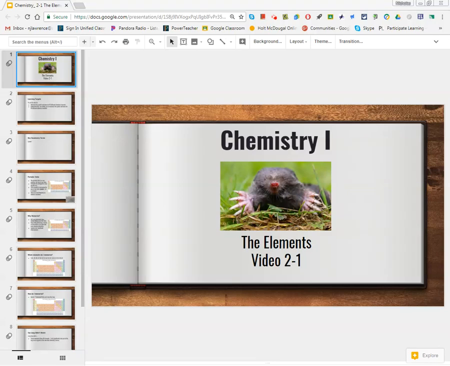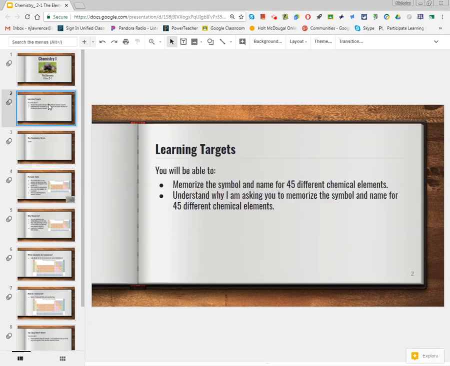Welcome to video 2-1, the elements. This is the first video in unit 2 dealing with atomic theory. What are atoms? Why do we believe they exist? And how do they play a role in today's chemistry classes? This video, however, is all about elements.